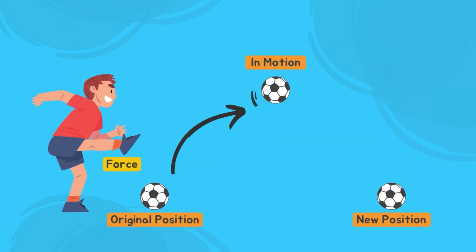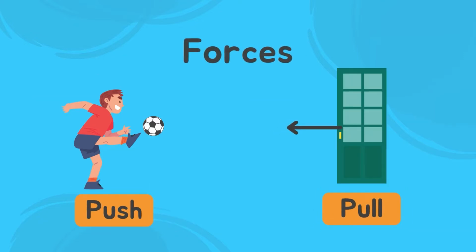Now, you may wonder, what makes an object go from at rest to being in motion? It is called force. There are different types of forces. When a force is applied to an object, it starts moving. This force can be in the form of a push or a pull. For example, only when we kick a soccer ball, it moves forward. We are kicking it forward. An example of pulling is when we pull the door open.